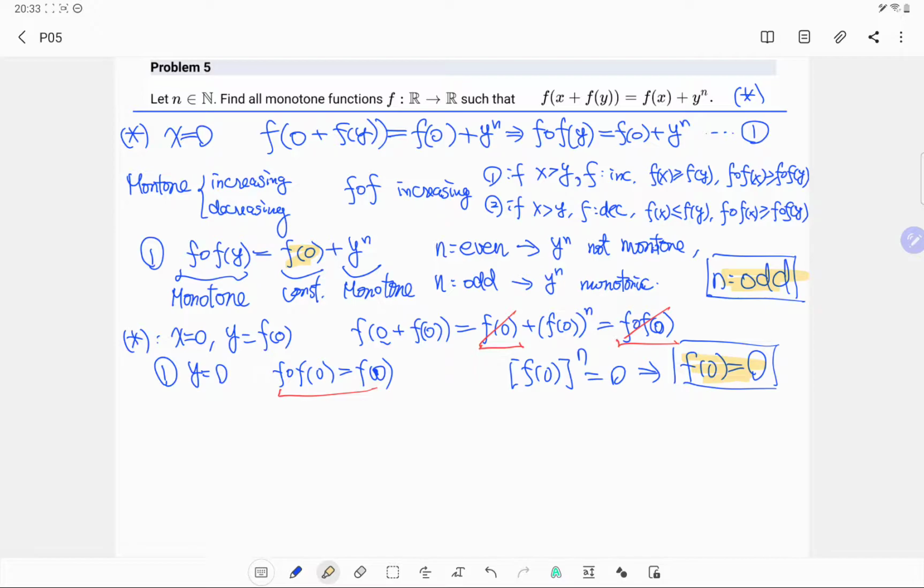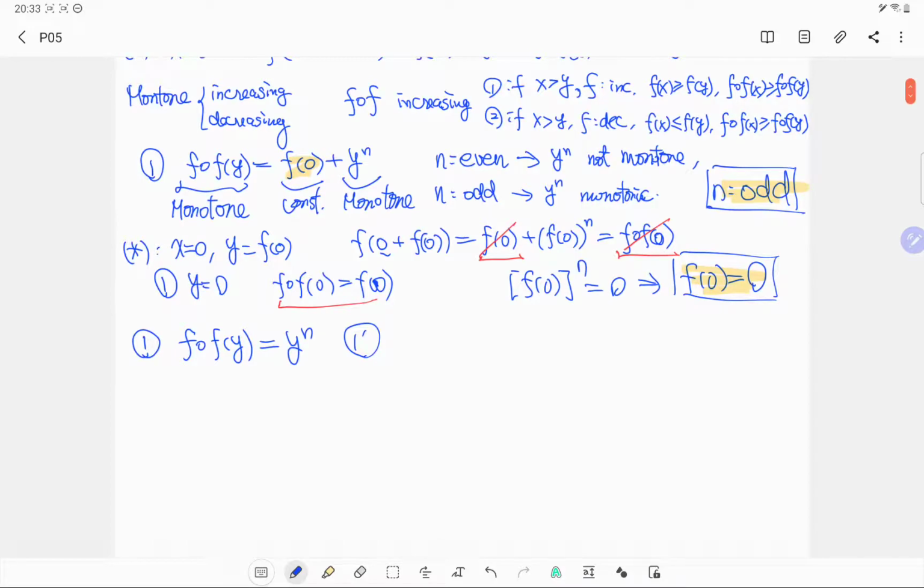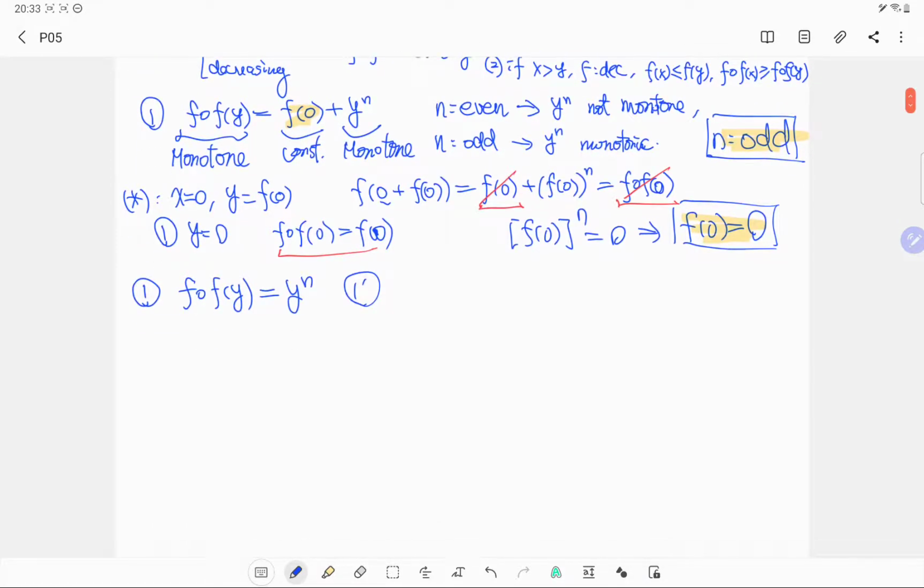Next, we can simplify equation 1 into f(y) equals y to the nth power. We may call this equation 1 prime. Next, making use of equation 1 prime, we can evaluate f of f(y).